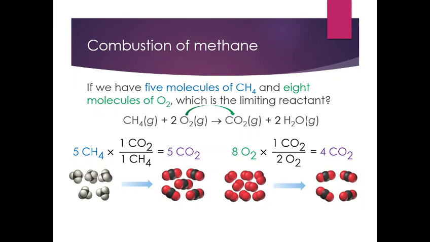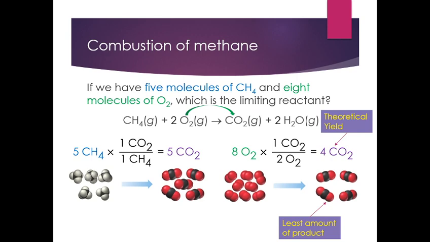In this case, you need to figure out which one of your potential products is going to be the least amount. We have 5 CO2s coming from the CH4, or 4 CO2s coming from the O2. So 4 CO2s is smaller than 5 CO2s, and this is going to be our theoretical yield. Because this is our theoretical yield, we know that O2 is going to be the limiting reactant.